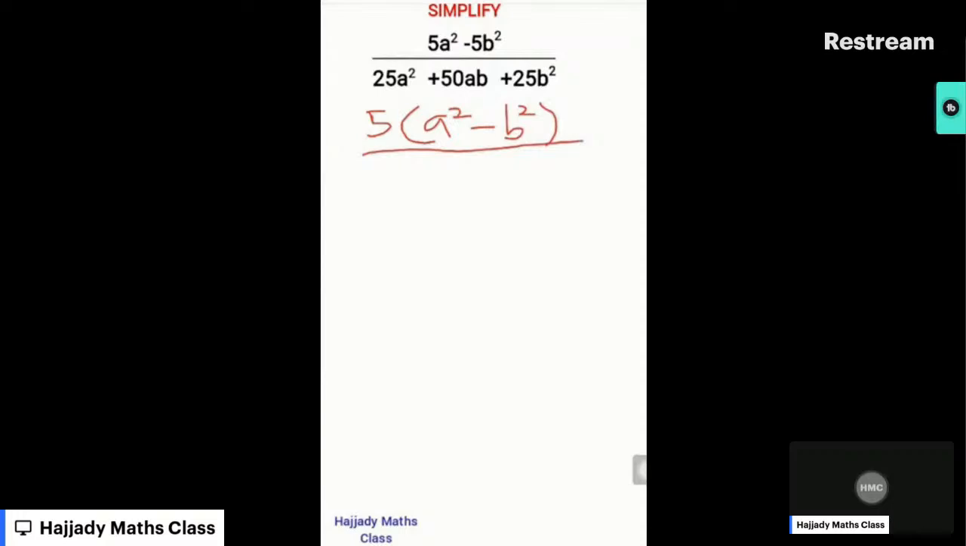Everything divided by what? Now looking at the denominator, do we have anything in common? Yes, here we have 25. 25 can go into 50 and 25 here also. So we have 25 in common. Here we have 25 into a bracket, you will be left with a squared here and 2ab here. So here you have a squared plus 2ab plus b squared. So we've been able to do the first part of the work.